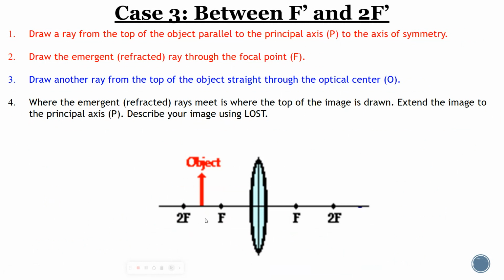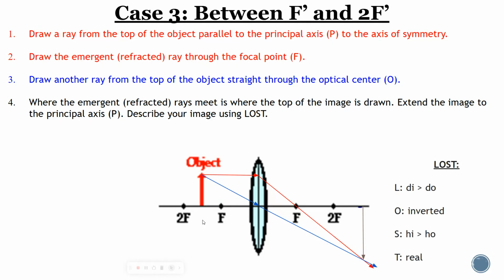Now we're going to take a look at the situation where you have an object placed between 2f and f over here. So start off with the same idea: you're going to do a ray parallel to the principal axis through the focal point. You'll do a ray through the optical center. You could also do a ray through the focal point here, and then you can make it parallel. The thing is, the lens might not be long enough to do it there, so that's why I only did 2 rays here.